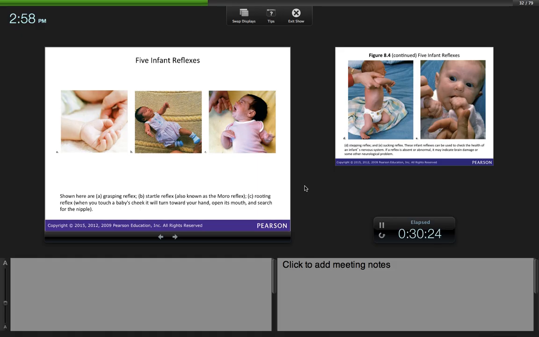All right, so looking at some of the milestones or the reflexes that kids have when they are born, right? So what can kids do? What are newborns able to do? Yes. Newborns are able to cry. Right? All right, but what other reflexes do these kids have? All right, good. So grasping, the startle reflex.